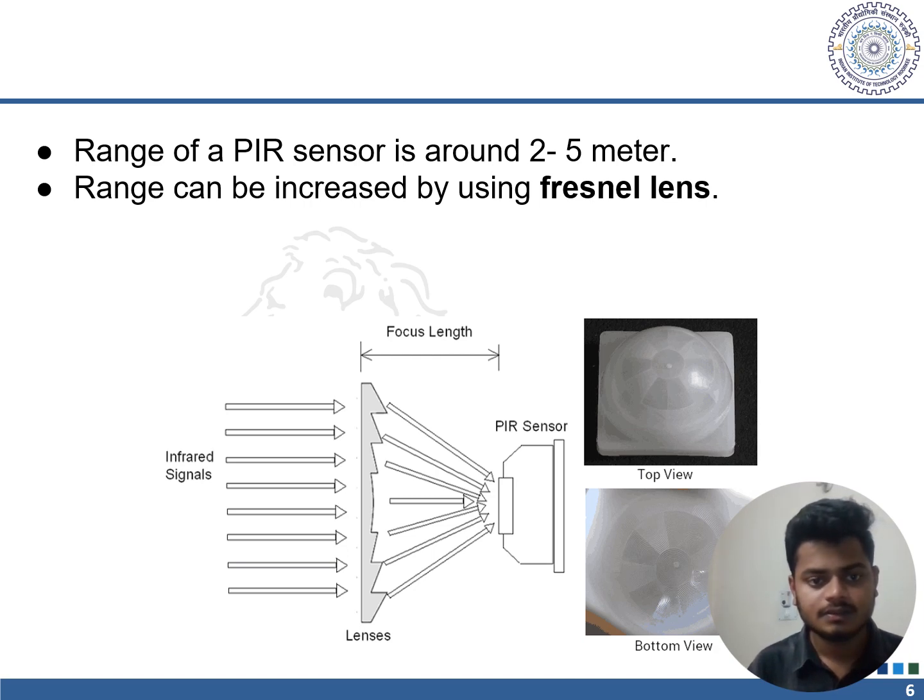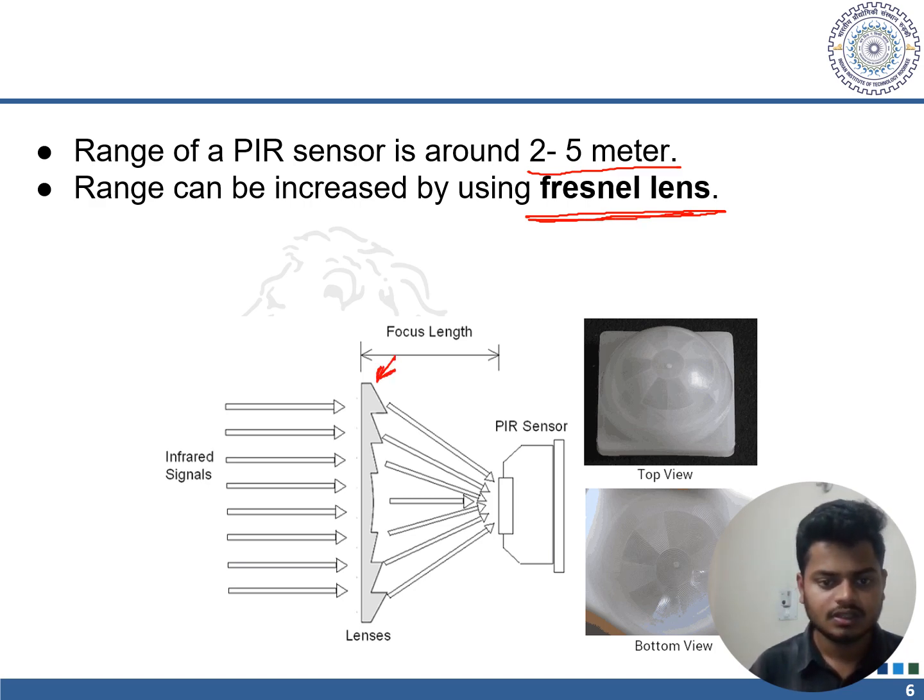So the range of this PIR sensor is around 2 to 5 meter. For increasing the range of this PIR sensor, we use Fresnel lens instead of a normal lens. When we use Fresnel lens, the range will be increased. Like from here, infrared signals are coming, and what Fresnel lens does, it will focus these signals into this pyroelectric material.